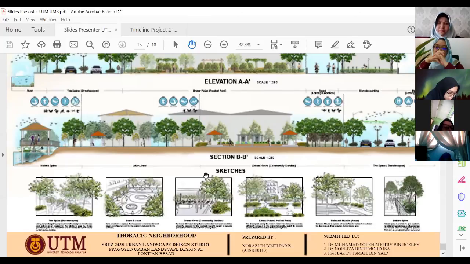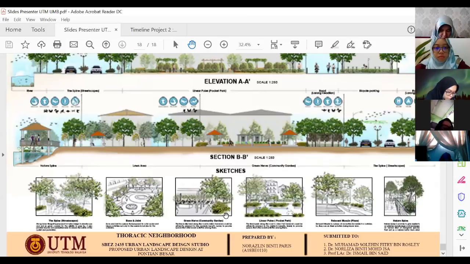So I would like to elaborate some spaces in my sketches. The first sketch is the spine streetscape, which is along Jalan Alsagoff, that proposes inclusive design to the streetscape and acts as a green corridor for the wildlife to pass by. It also provides a bicycle and pedestrian lane to ensure the safety of the cyclists and pedestrians. So that's for my first illustration.